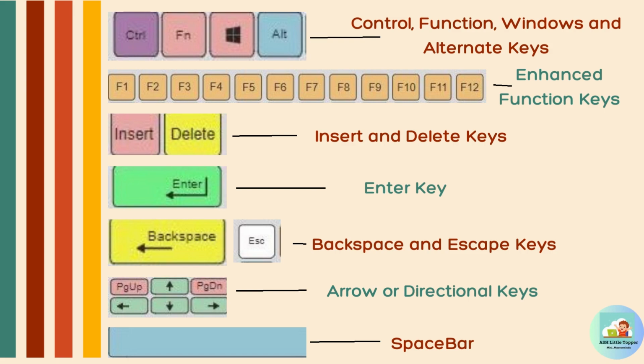CTRL is a control key, F1 is a function key, Windows key which has a Windows logo, ALT is the alternate key. Keys numbered from F1 to F12 is called as enhanced function keys. So insert key and delete key, Enter, backspace and escape keys. Arrow or directional keys with page up and page down. The last is space bar.